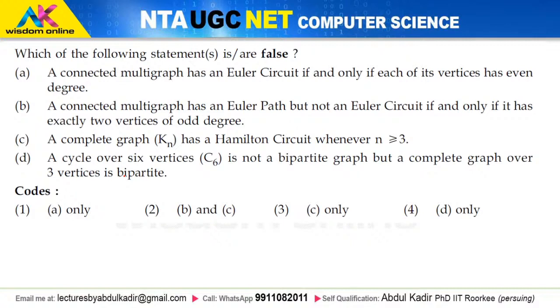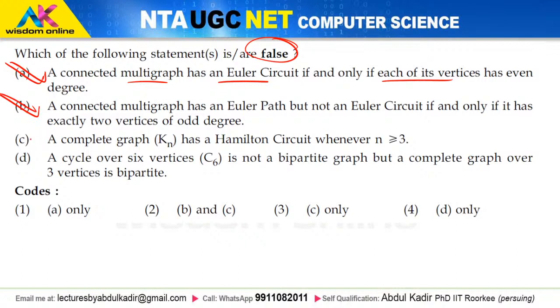Let's see this question. In this question, what he is saying: a connected multigraph has an Euler circuit if and only if each of its vertices has even degree. So this is correct. This is a true statement, but remember he is asking for the false one. Next, a connected multigraph has an Euler path but not an Euler circuit if and only if it has exactly two vertices of odd degree. This is also a true statement.